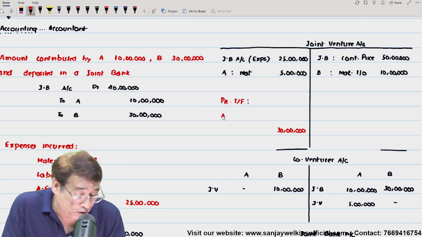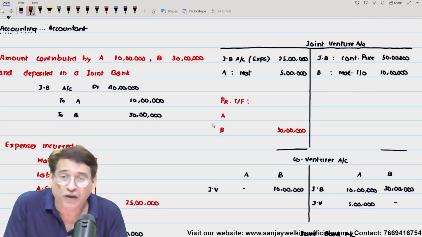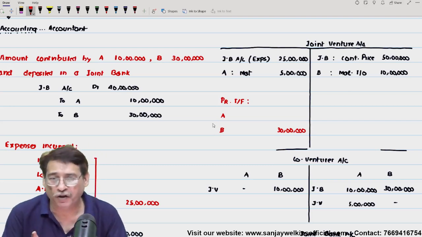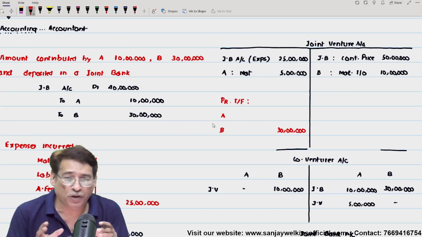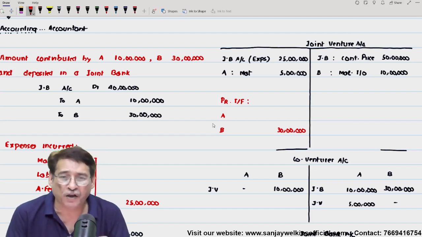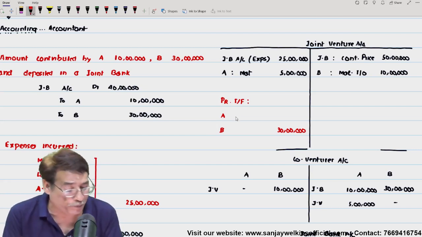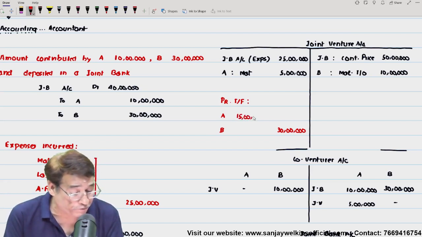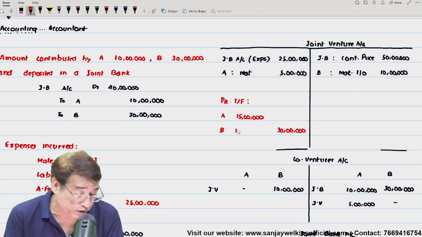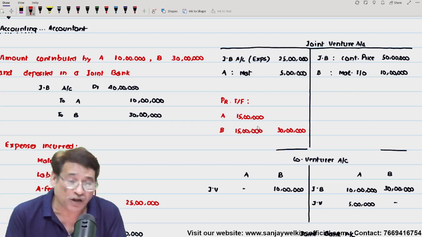Profit transferred to A and B. Now, in the example, I haven't written what is their profit sharing ratio. Suppose it had been given that co-venturers are going to share the results in the ratio of 2:1, I would have divided 30 lakh in the ratio 2:1. However, if the ratio is not given, we will presume that the profit sharing ratio is equal. So 15 lakh each, they are going to share the profit. So this co-ventureship will come to an end.